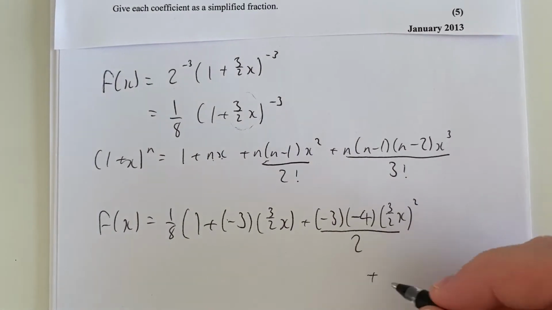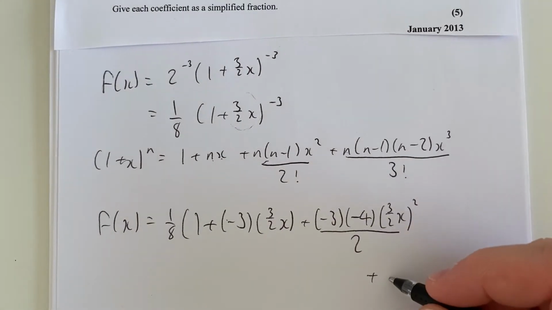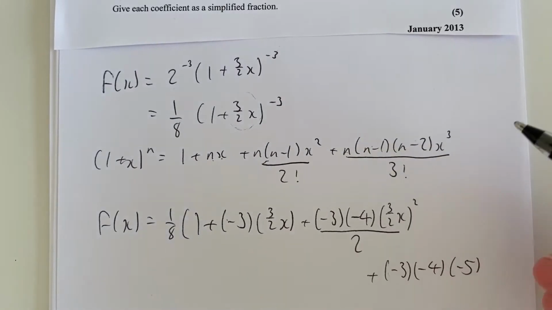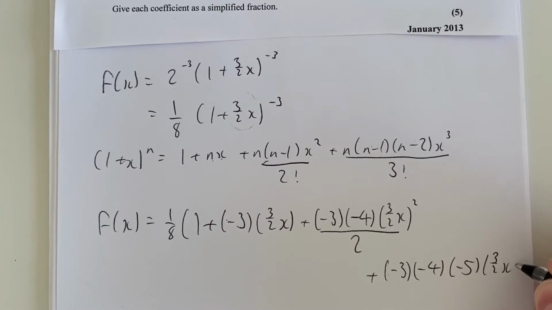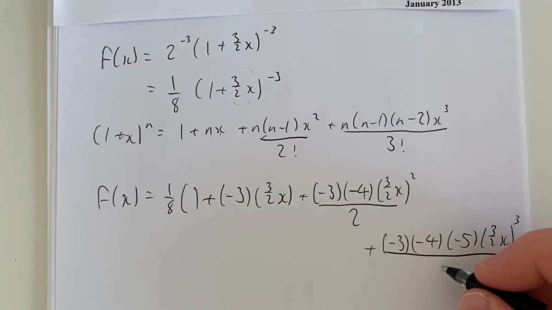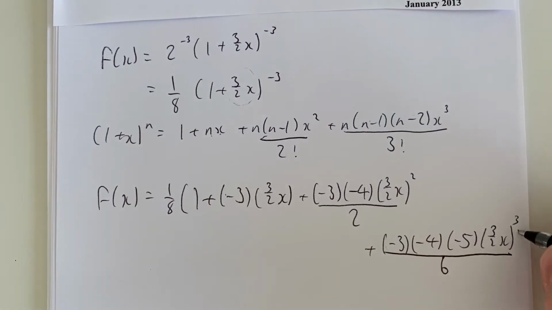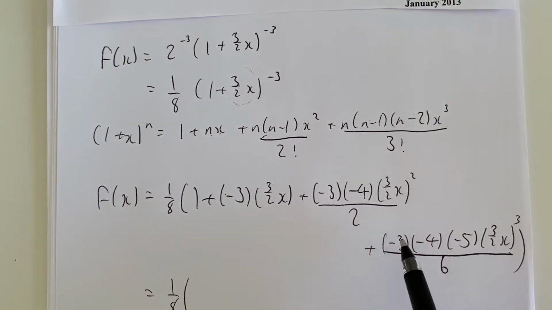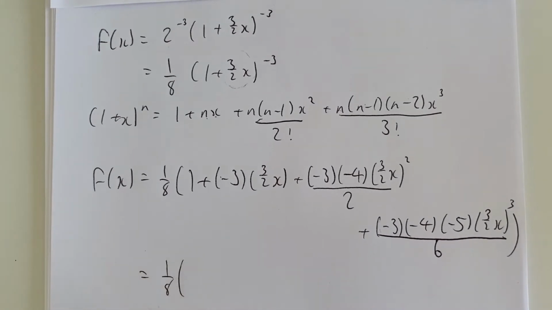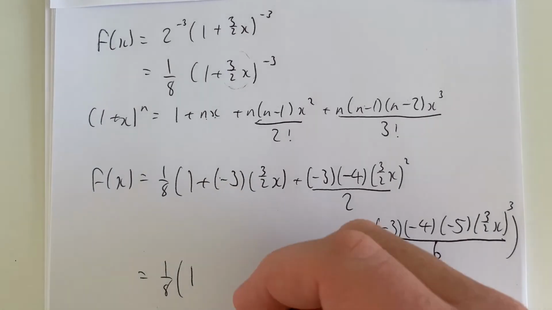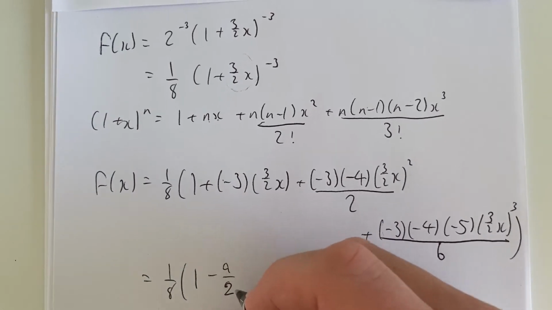And then the fourth term, the x cubed term, would be minus 3, minus 4, minus 5, because n, take 1 and take 2. 3 over 2x cubed, all over 3 factorial, which is 3 times 2 times 1, so 6. So I'm going to simplify everything inside of here first, prior to trying to worry about the 1/8. So we still have 1. Minus 3 lots of 3 over 2 is minus 9 over 2x.